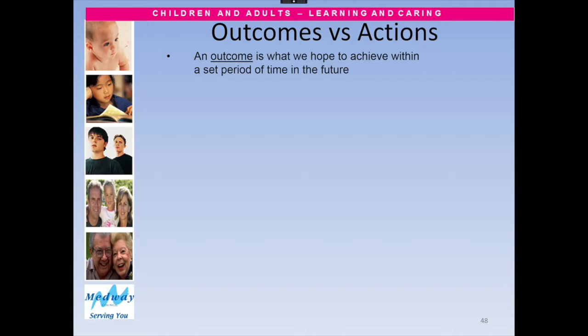An action, on the other hand, is the steps needed to ensure that the outcome occurs. So the outcome is something at a point in the future, and an action are the steps to ensure we are able to reach that outcome.